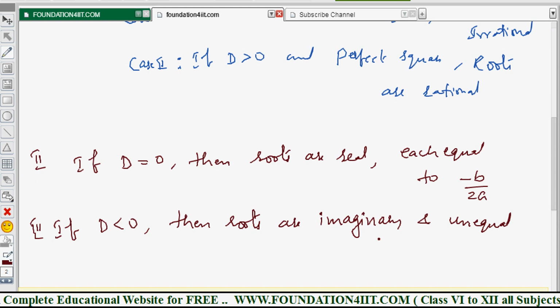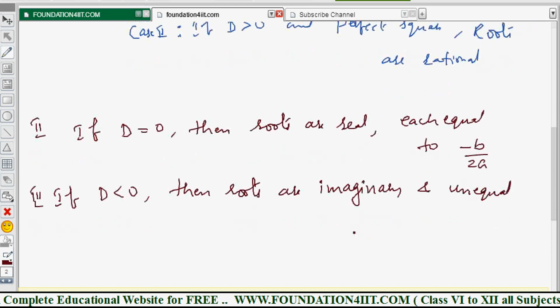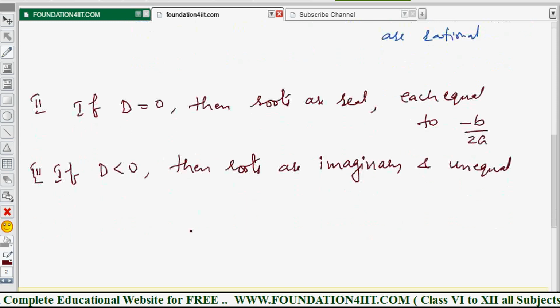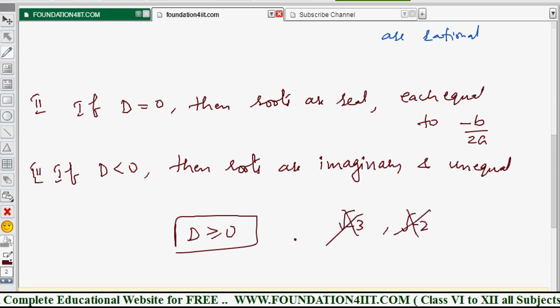That means finally we can clearly conclude that we must have d greater than or equal to 0. Only then is it possible to get the solutions. Other than that, less than 0 means roots are imaginary. There is no root minus 3 or root minus 2. So these are imaginary numbers, so we can't find the solution for those.